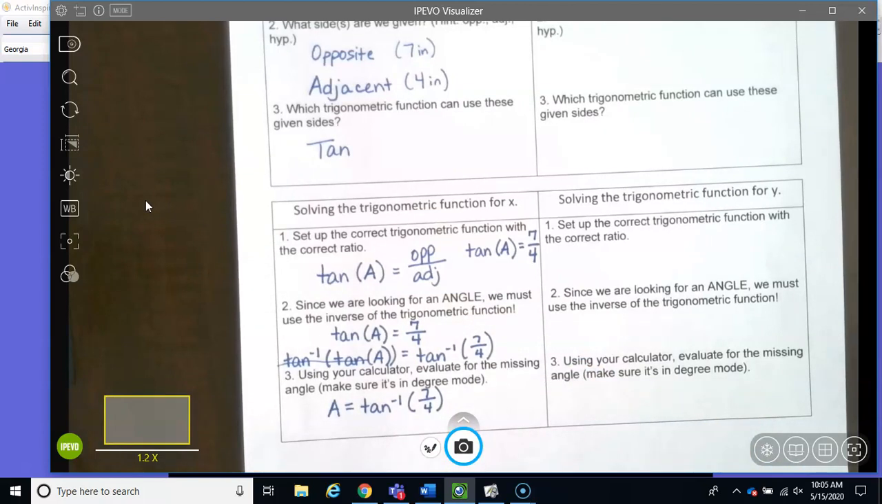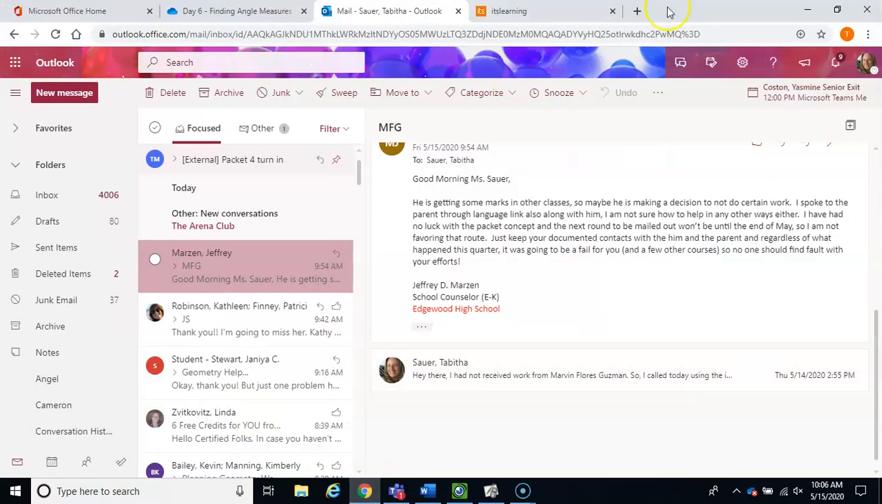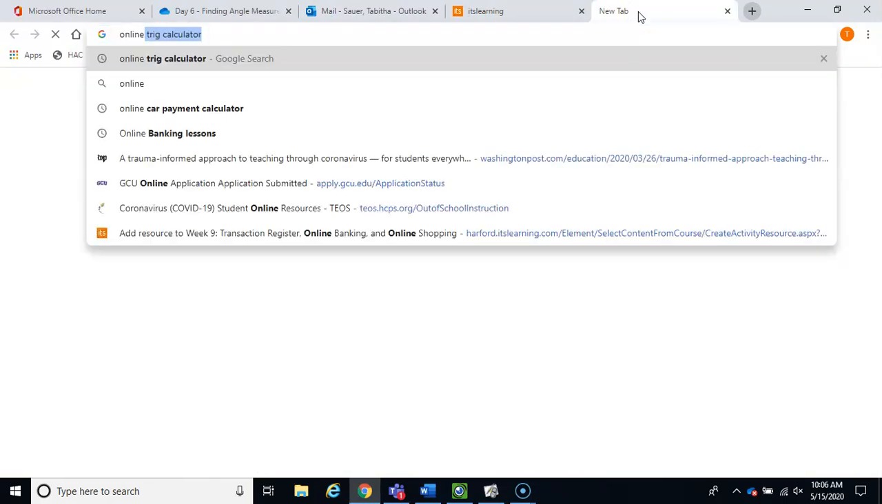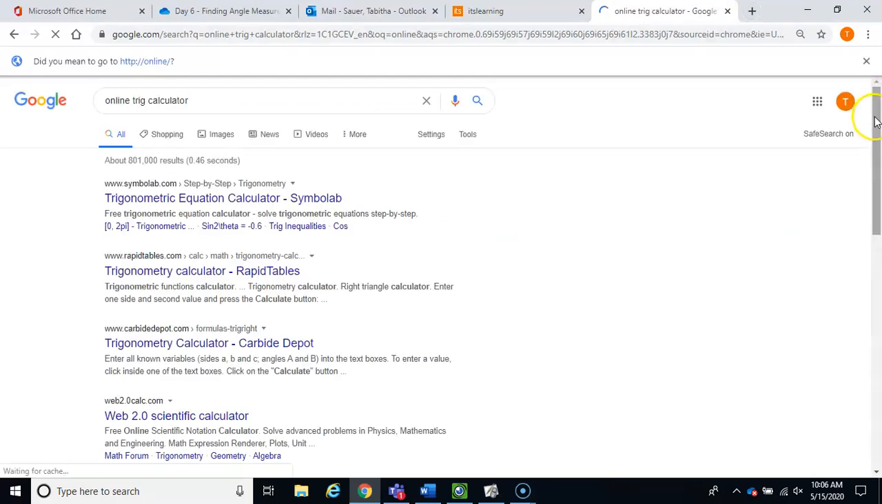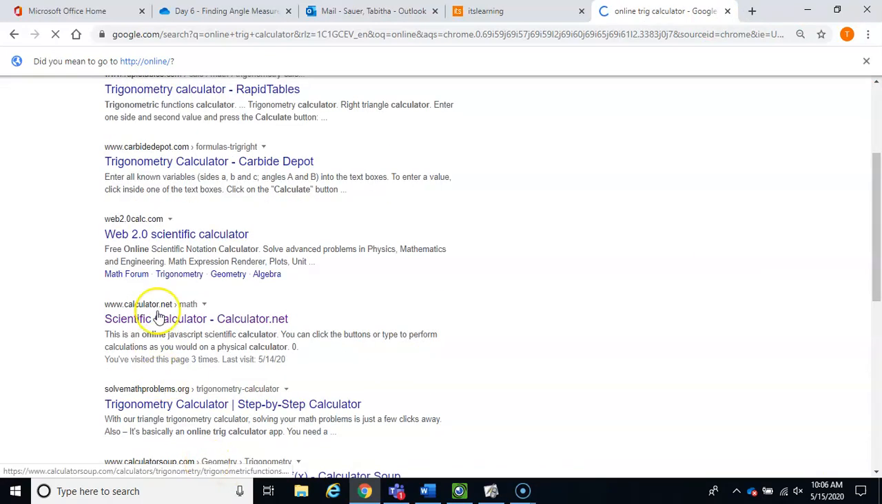So I'll just go ahead and look it up. I'll put the link to that calculator in your email for this week again, so that you can use that same online calculator to find this. This is what we're going to have to type into the calculator. Let me look up that calculator real quick. All I do is look up online trig calculator. That's the way I found this calculator, and I used the one that says calculator.net and then math.